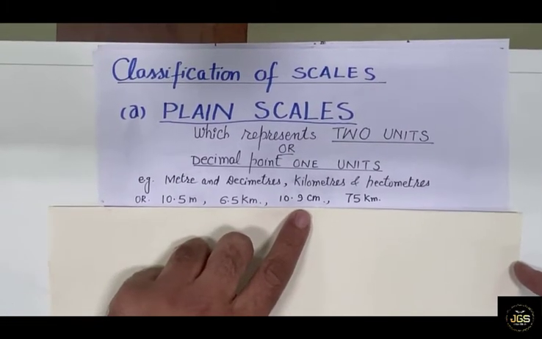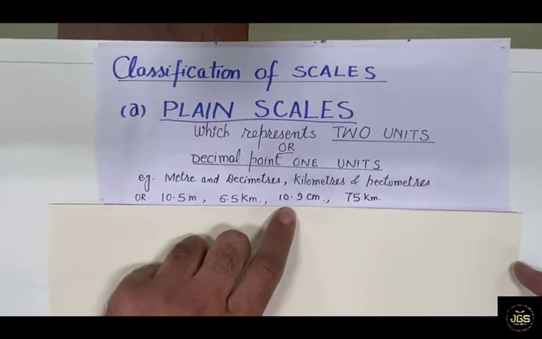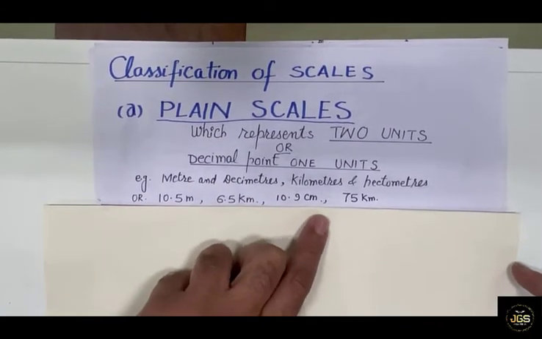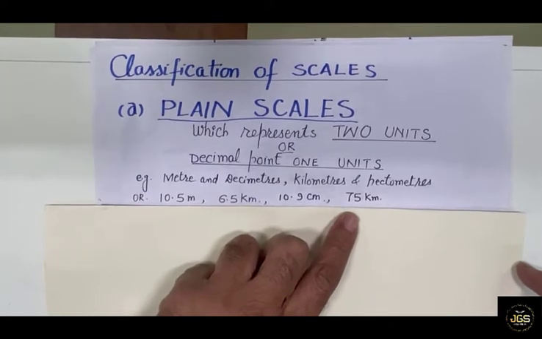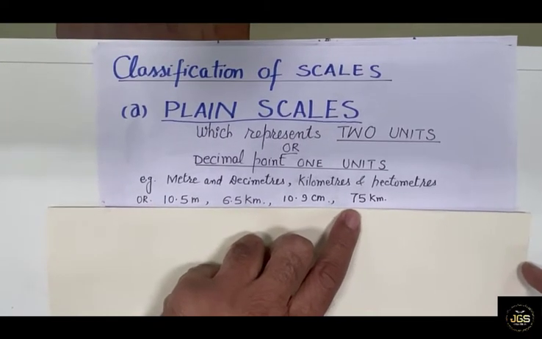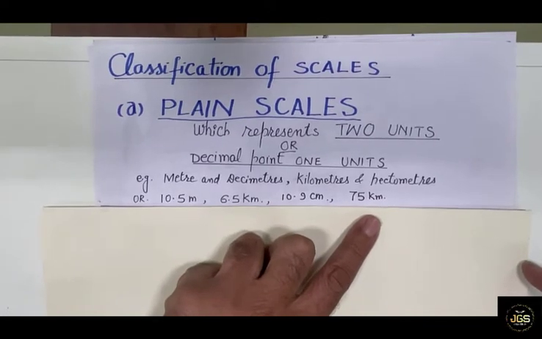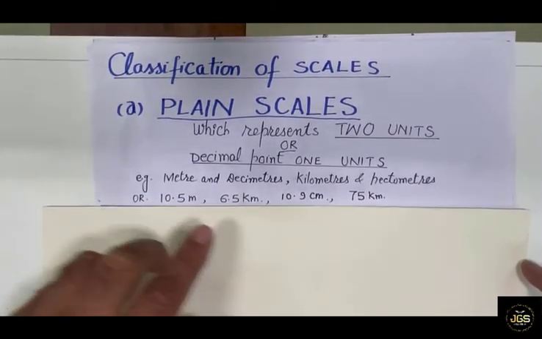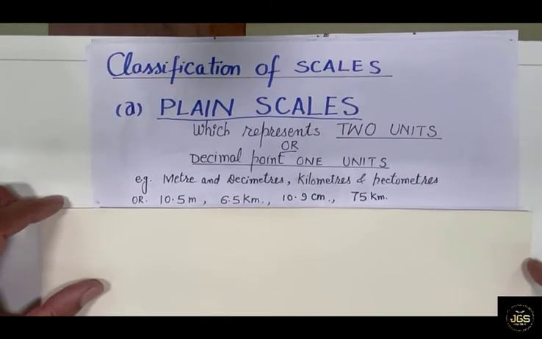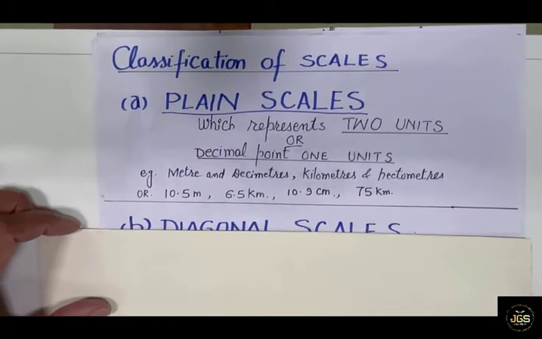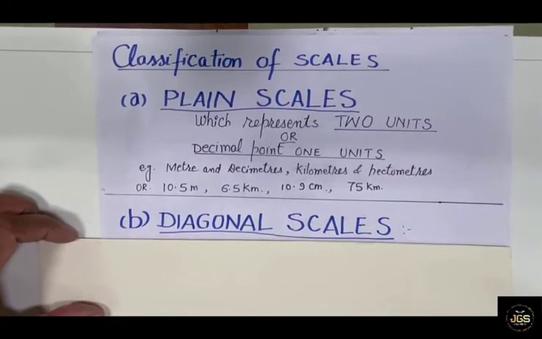10.9 centimeter means it contains 10 centimeters and 9 millimeters. Similarly, we can say 75 kilometer. It contains 7 tenths and 5 ones. So I mean to tell what is the meaning of 2 units and decimal point 1. Then similarly, we have the diagonal scales.